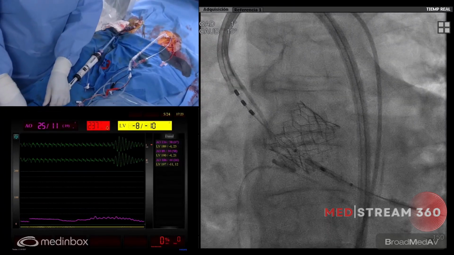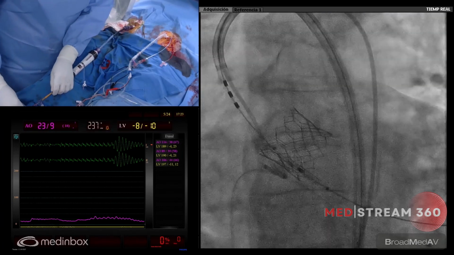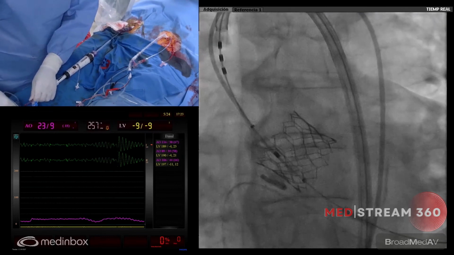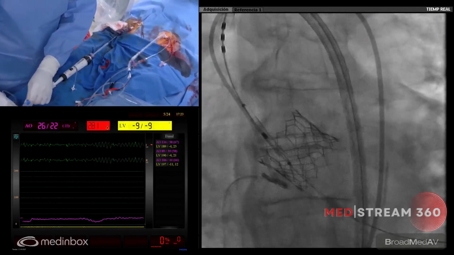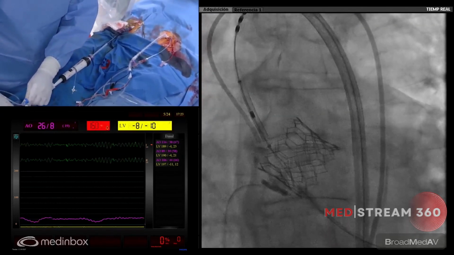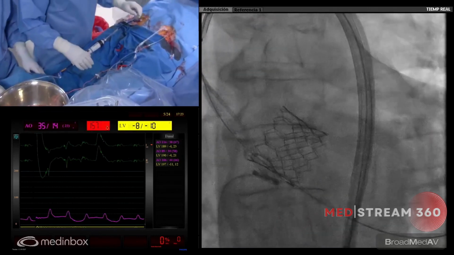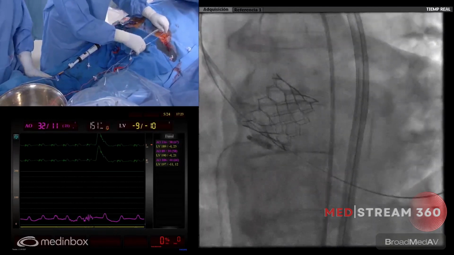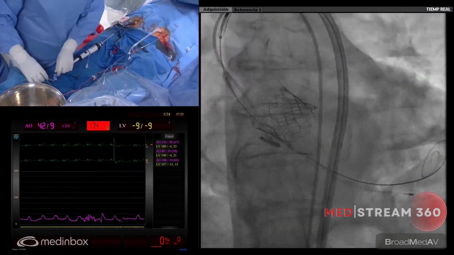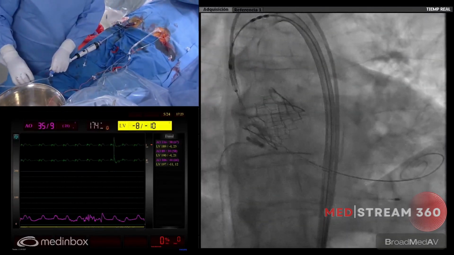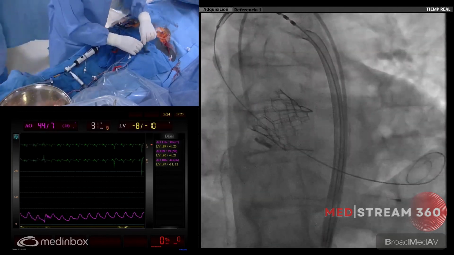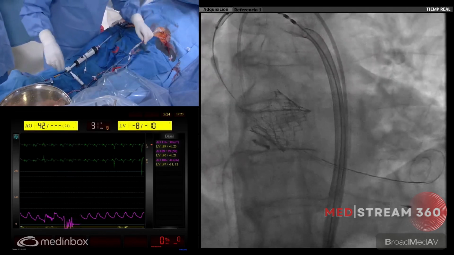Okay, stop pacing. We have ventricular tachycardia. Let's do cardioversion, please. Okay, please, norepinephrine. The patient is hypotensive. He's recovering. Give me the Amplatz wire.